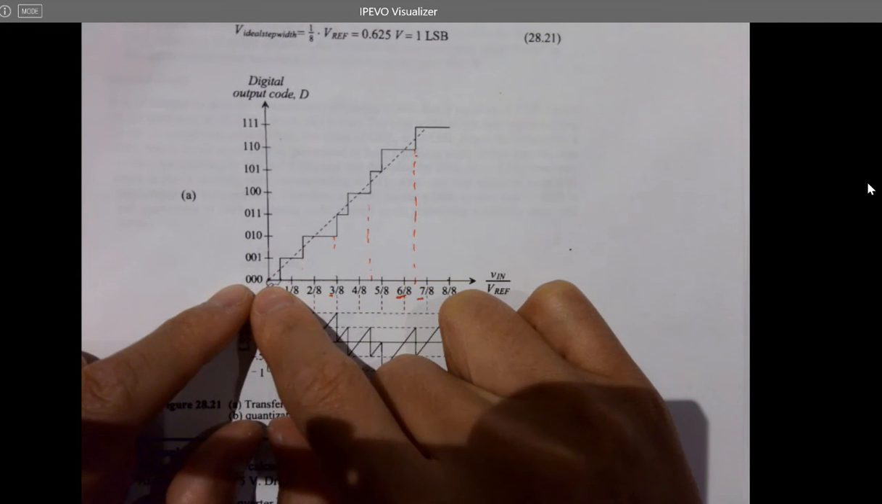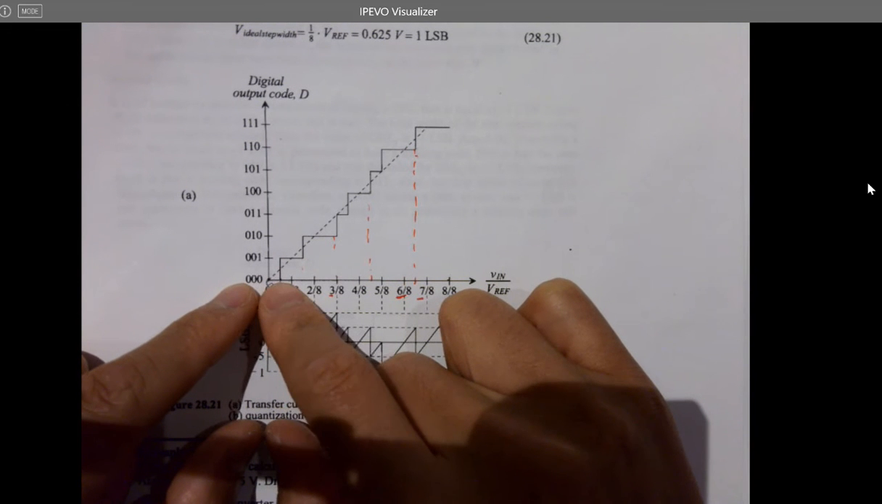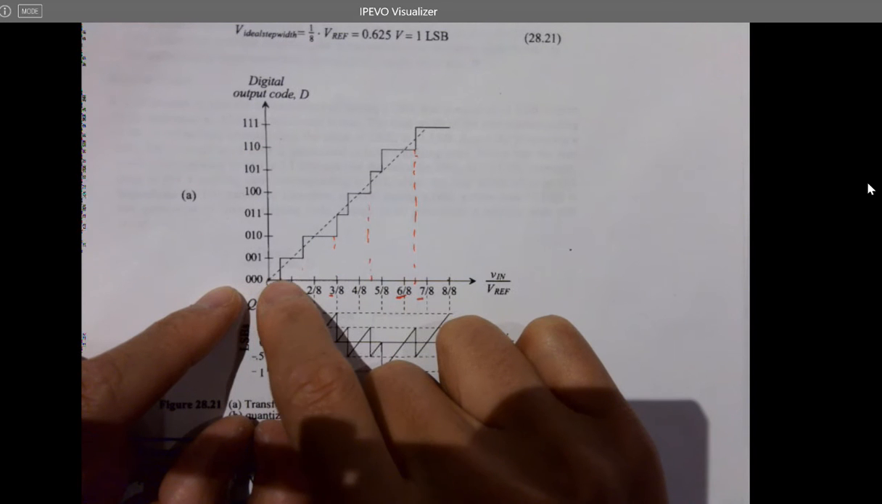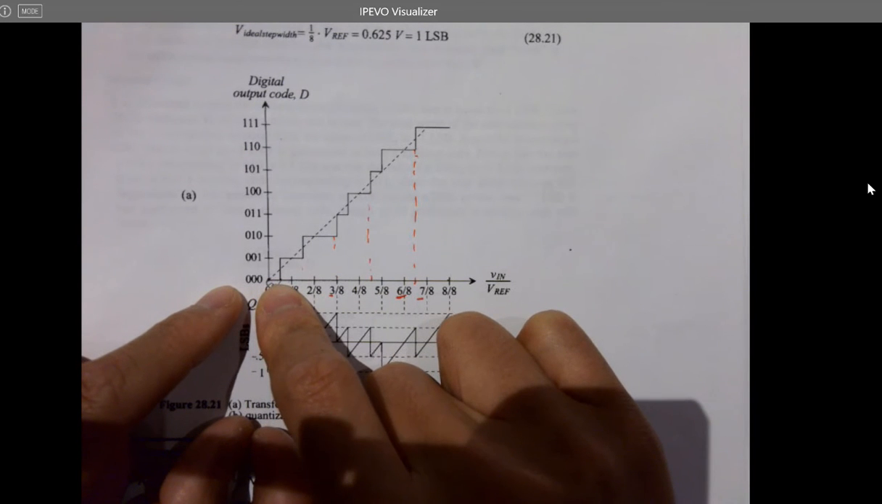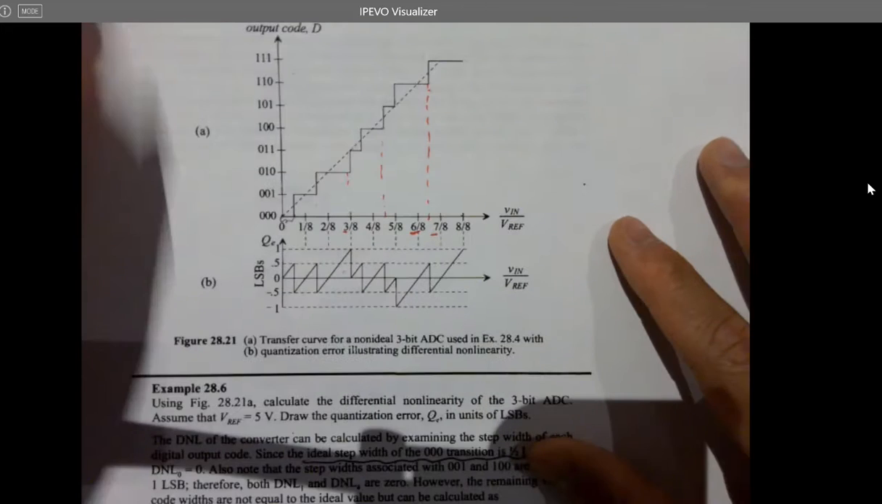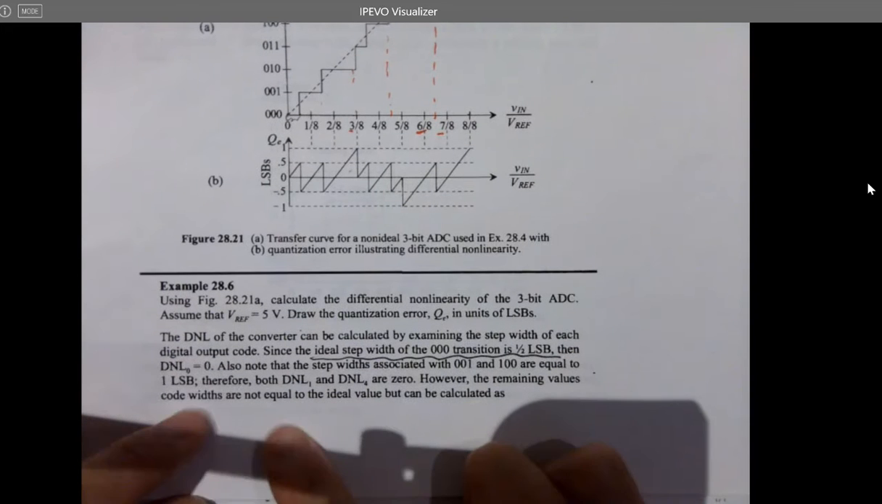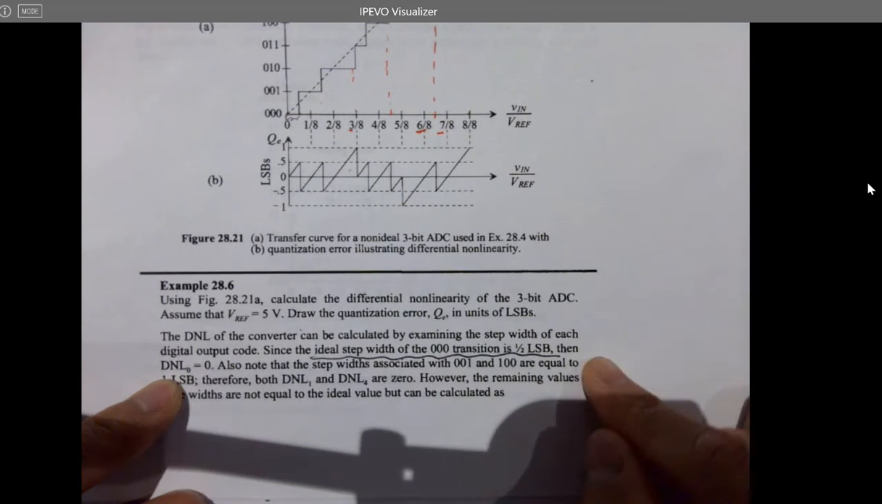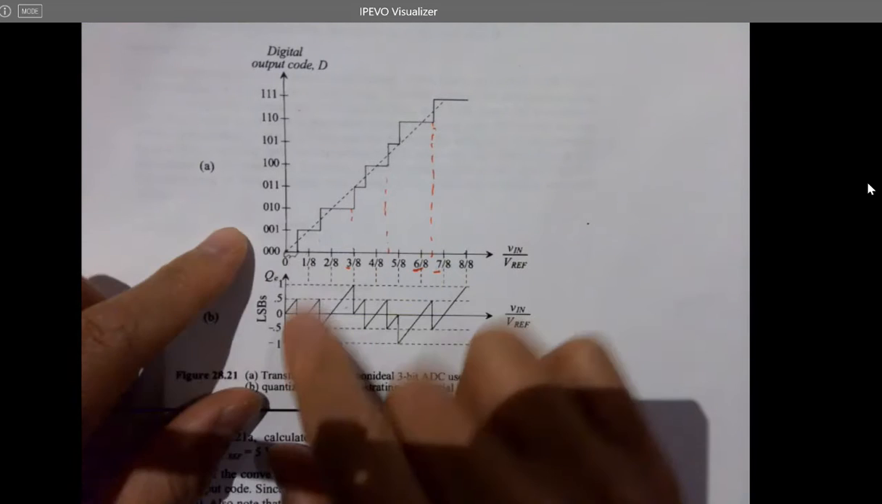So for the actual height or width, you can look at this point. The actual width is half LSB, and the ideal one is also half LSB. So actually the DNL 0 is 0. The DNL 0 is 0 LSB. Let's see if that's true. See? DNL 0 is 0. Yeah, because we shifted. So that's what we expect.